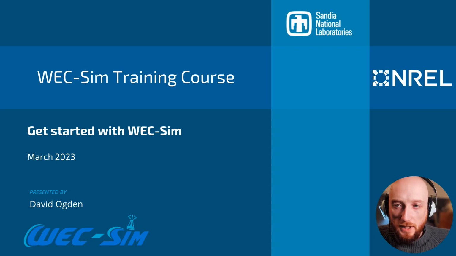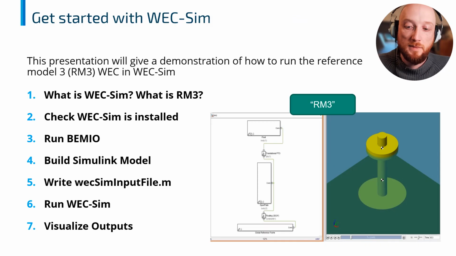Hello everyone. In this video we're going to talk about how to get started with WEC-Sim. First of all, we'll talk about what WEC-Sim is and what Reference Model 3 is. That's the example that we'll be using in this tutorial. Then we'll do some checks to make sure that WEC-Sim is installed, and then we'll get into the tutorial: running BEMIO, building the Simulink model, writing the WEC-Sim input file, running WEC-Sim, and then viewing some of the outputs from WEC-Sim.